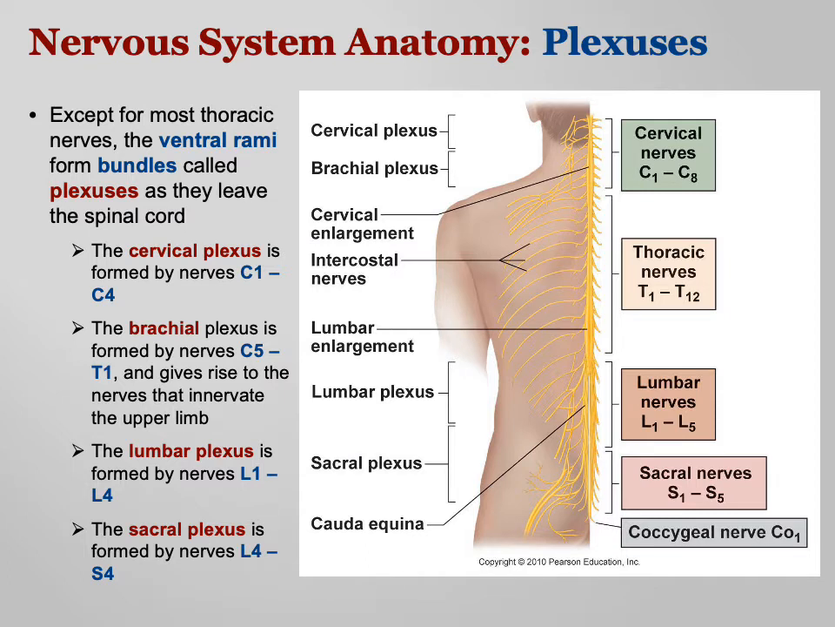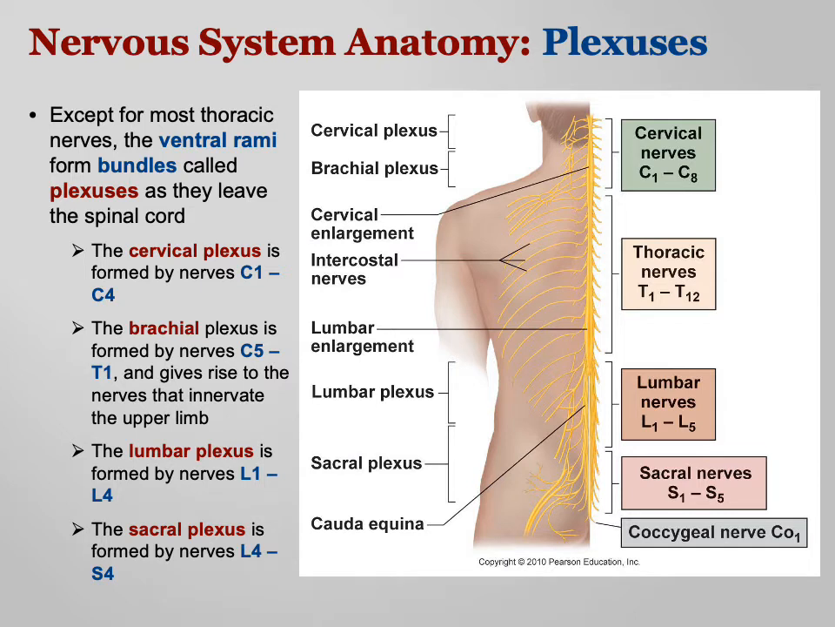So, a lot of times we have blood vessels that form plexuses. It'll be a whole bunch of blood vessels all kind of wrapped around each other together to form a bundle. Same thing with nerves here. So the ventral rami form these bundles called plexuses as they leave the spinal cord. And there are four main plexuses.